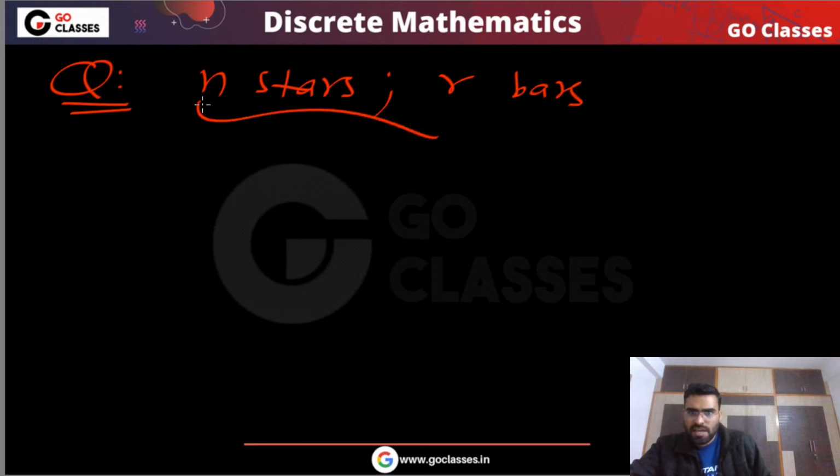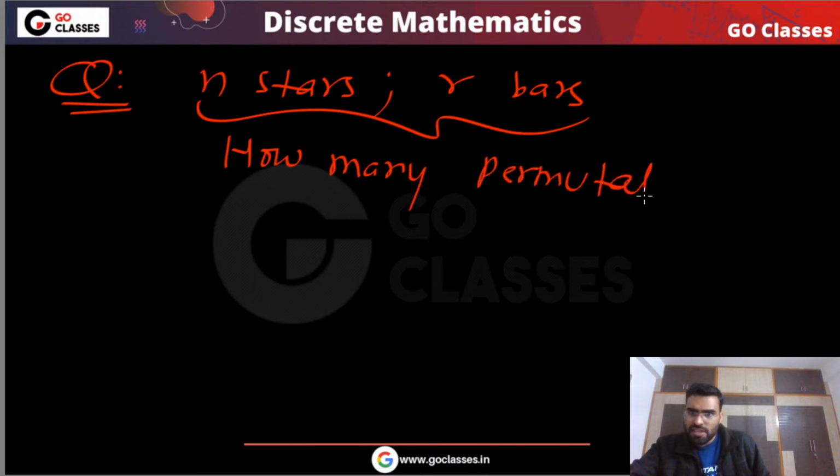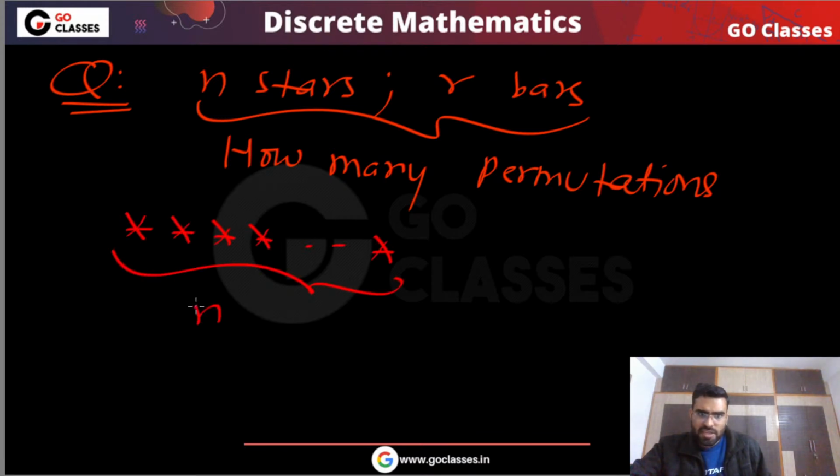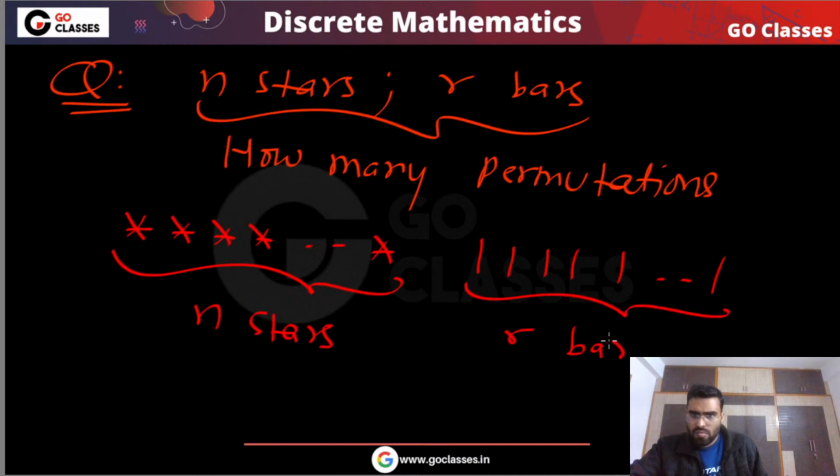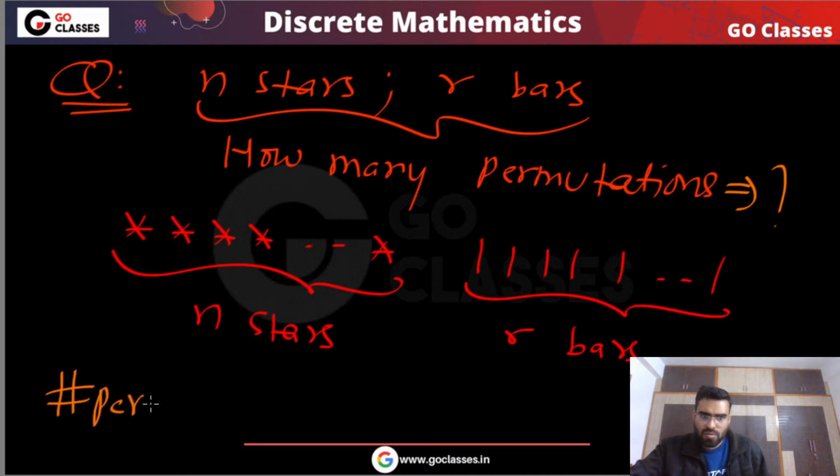Then in that case, can anyone tell me how many permutations will be there? You have n stars and r bars. Star means it's like this. So total n stars you have, and total r bars you have. Then tell me how many permutations are there? So the number of permutations will be what?